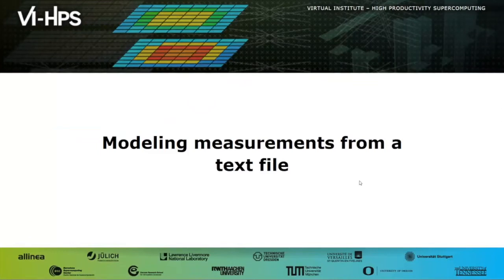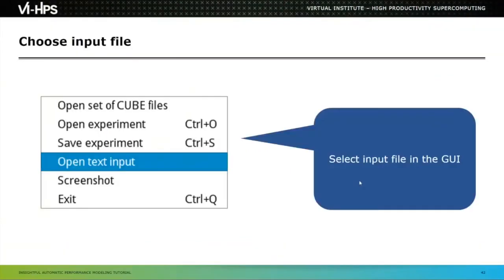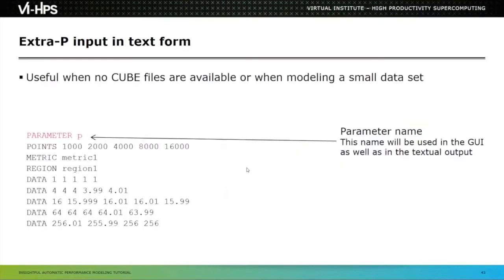So another thing that we can do is we can simply create performance models from text files. As you see here in our input dialog, we also have the option to open a text input file. In some cases, it's either not necessary to use a tool such as Score-P because the overhead is too high, or we just want to do some quick and dirty fast measurements. Then it would be easier to use something like a timer in your code and just print them out in a text file. So that's why we created this text input format.